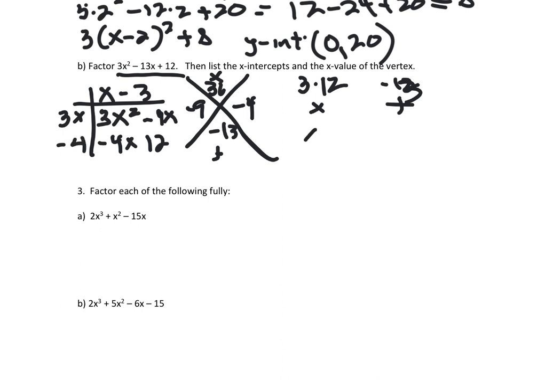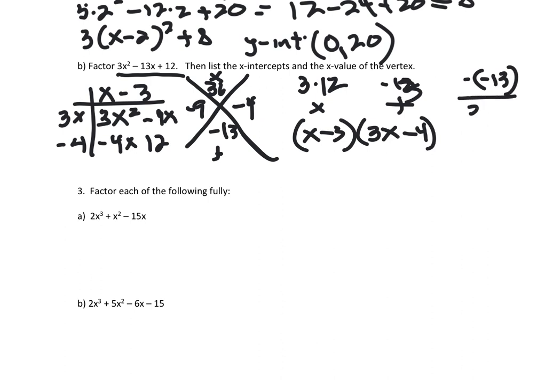So our factorization is (x minus 3)(3x minus 4). And the x value of the vertex, as we did above, is going to be negative b, so negative of negative 13 over 2a, 2 times 3. That's going to give us positive 13 over 6 as the x value of the vertex.